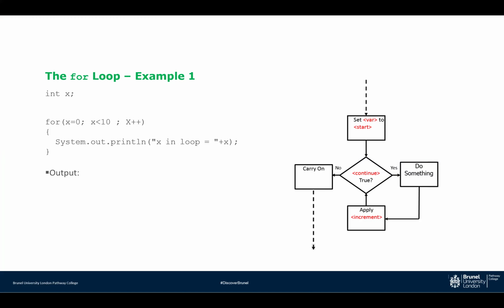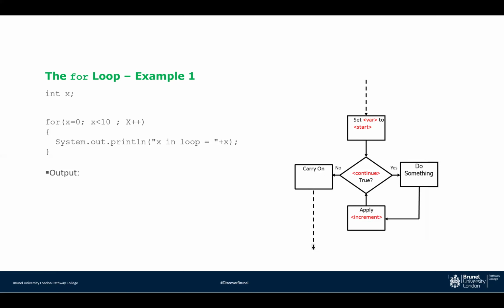I'm declaring the variable x outside the for loop, which is fine. I said to you earlier that's fine. We can do that. So for x equals 0, start position 0. x less than 10. When x is 0, is it less than 10? Yes. Then we go inside. Print this output, so 0. Is it less than 10? Yes. Then do something. What is the something that I'm doing here? System out println x in loop equals 0. Apply the increment from here. So x becomes what?